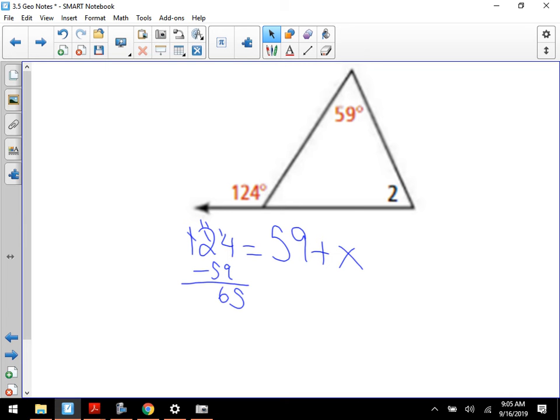Again, this is pretty straightforward. We don't get too crazy on this stuff. Your outside angle is always equal to the sum of the two it does not touch. Okay? Always, always, always, always.